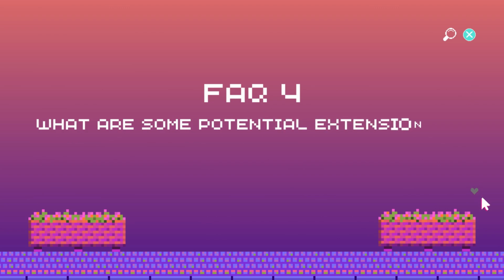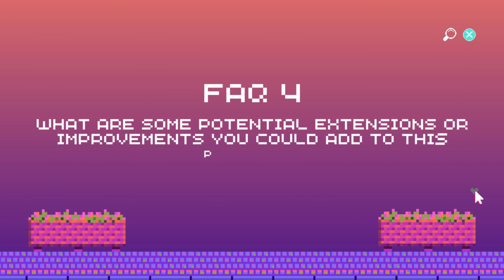Question number 4. What are some potential extensions or improvements that you could add to this project? The potential extensions or improvements could include adding a display to show the exact distance in real time, incorporating more sensors for a multiplayer version, adding sound effects or a scoring system, and creating a better enclosure for the components to enhance the game's appearance and durability.